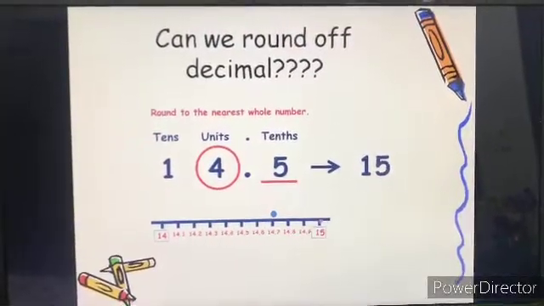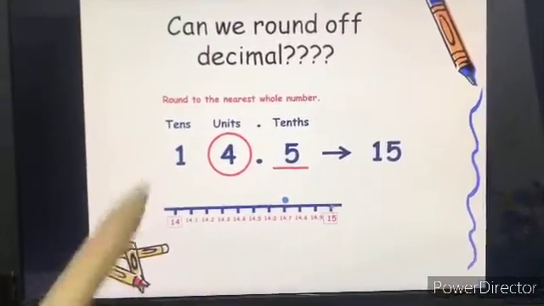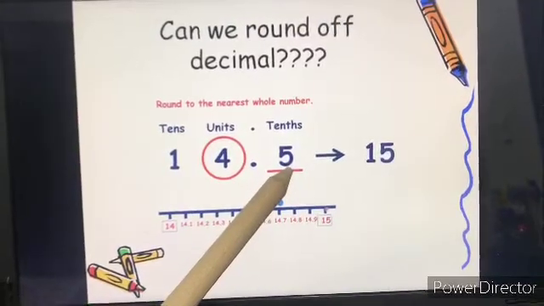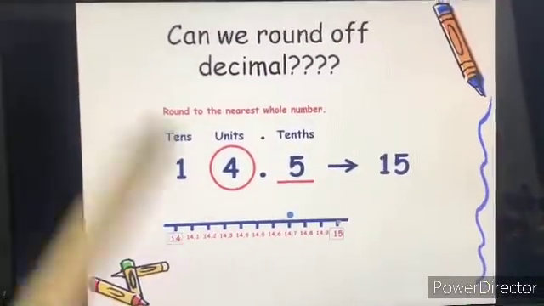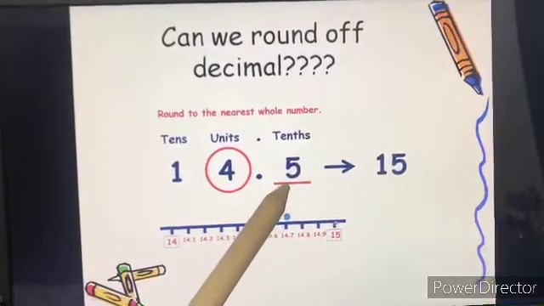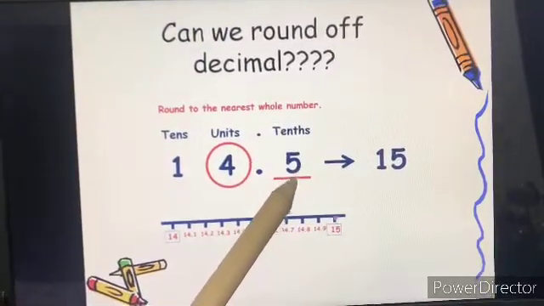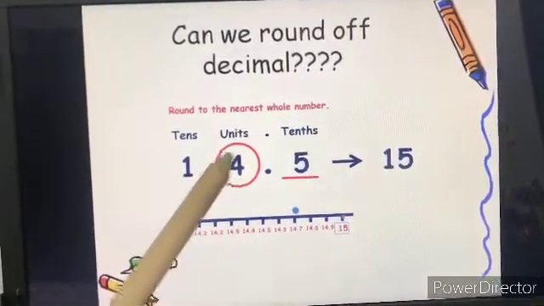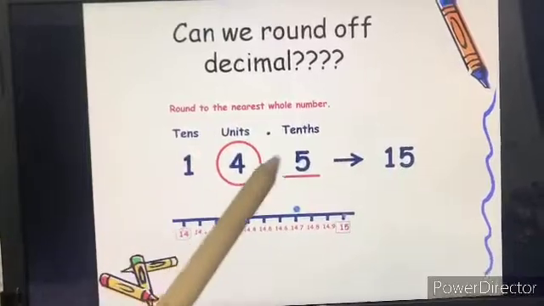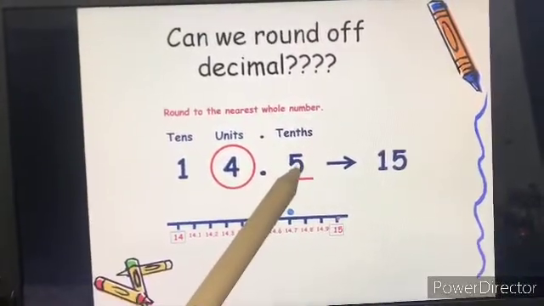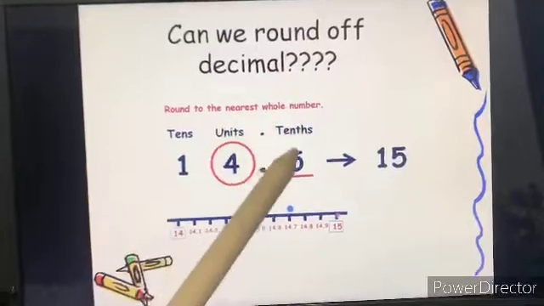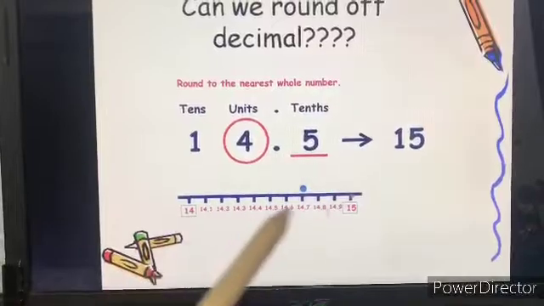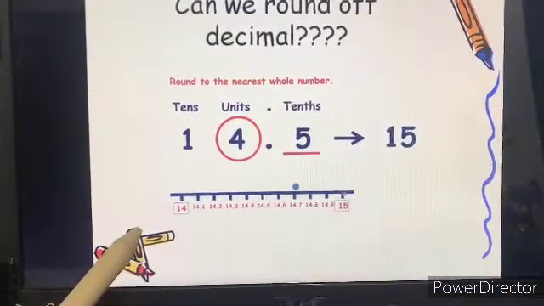So can we round off decimals? Yes, obviously the same applies here. The decimal point is here, which separates the whole number and the fractional part. So here we see this is 5, and we know that if it is 5 or more than 5, we will add 1 to it. So when it is 5 or more than 5, the whole number will get 1 more and this 14 becomes 15.